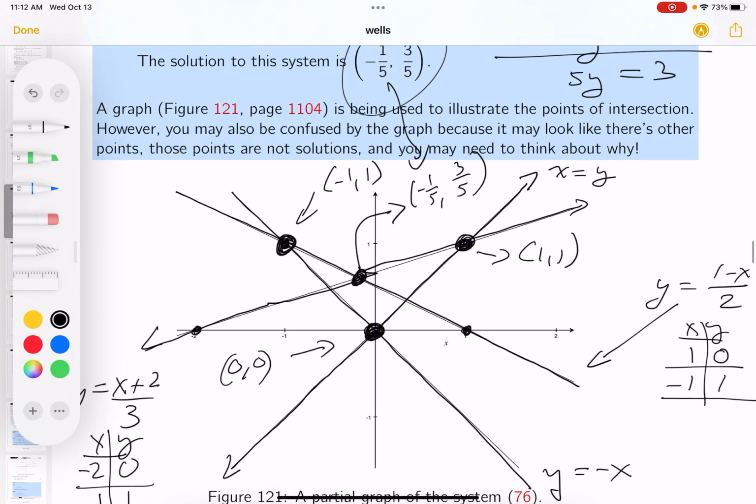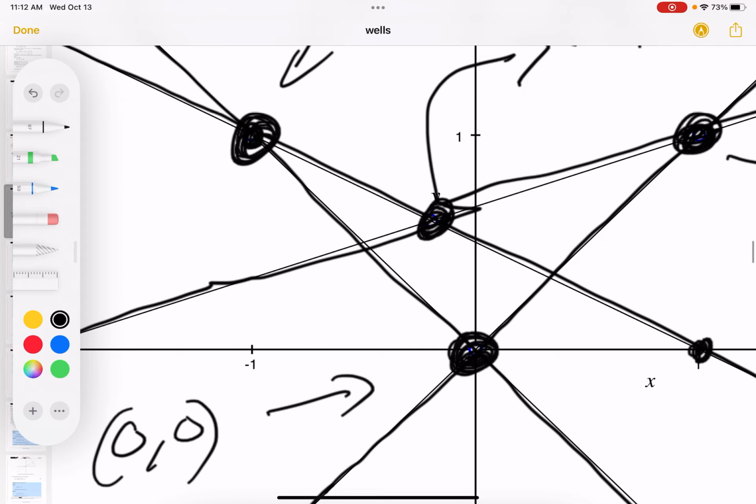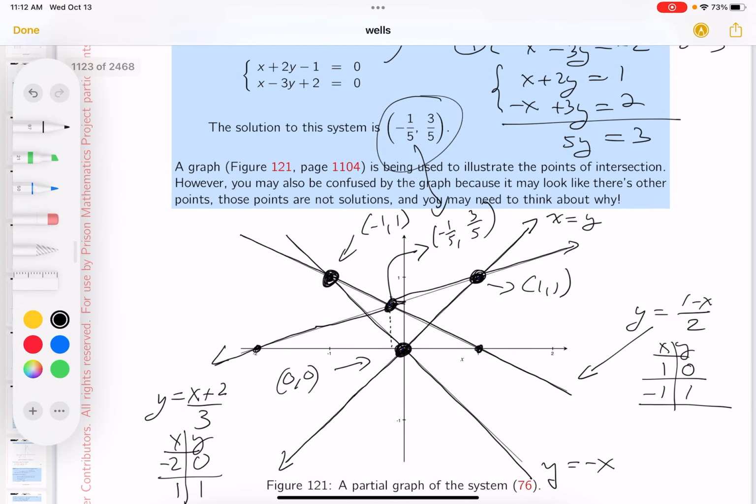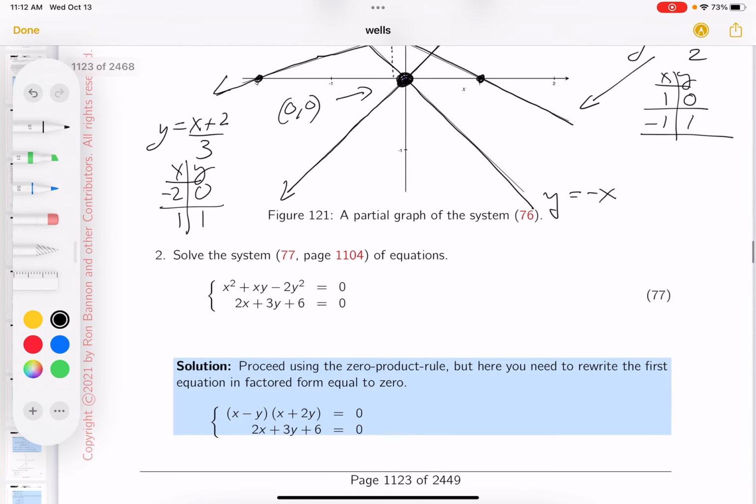All right, let me blow this up for you. And I want to point out what I mean by that. If you look at the x-coordinate, clearly minus 1/5. If you look at the y-coordinate, it's about 3/5 of the way up. I know it's hard to read that, but it can be done. All right? That's not bad. Let's go to the next one.